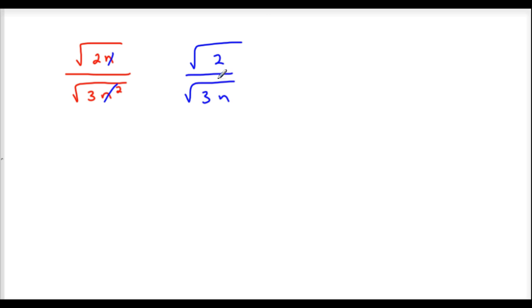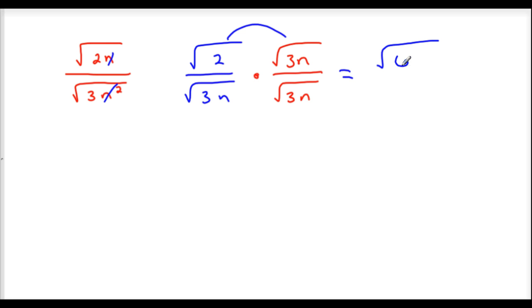Do I want this radical 3n in my denominator? I'm going to multiply by what now? Good, radical 3n, both numerator and denominator. So when I multiply radical 2 times radical 3n, I get radical 6n over radical 3n times radical 3n, which is simply 3n. So I have 6n over 3n. Can I simplify my n's? No, very good. One's underneath the radical, one's not.